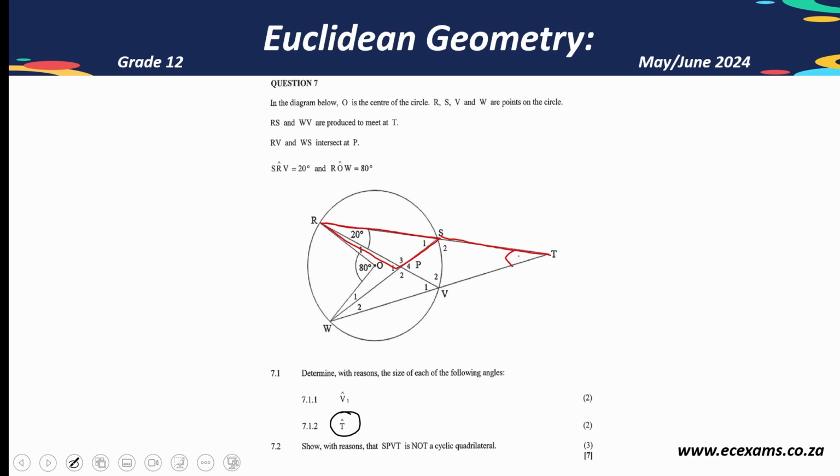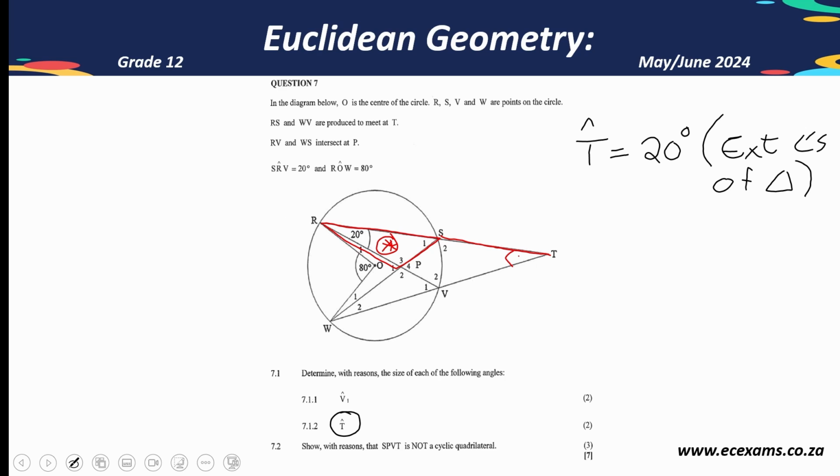And this is an exterior angle of such triangle over here. So the quick way is that angle T is equal to 20 degrees. And we don't forget the reason. In this case, it would be EXT, exterior angle of triangle. Looks like hieroglyphics, but that is 100% correct. You will get full marks.